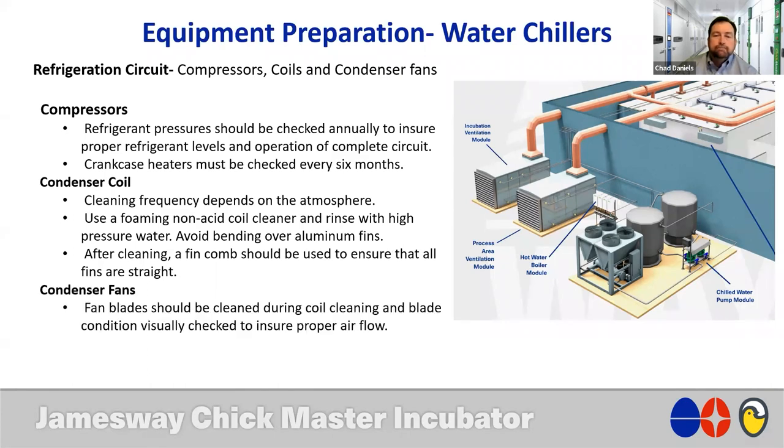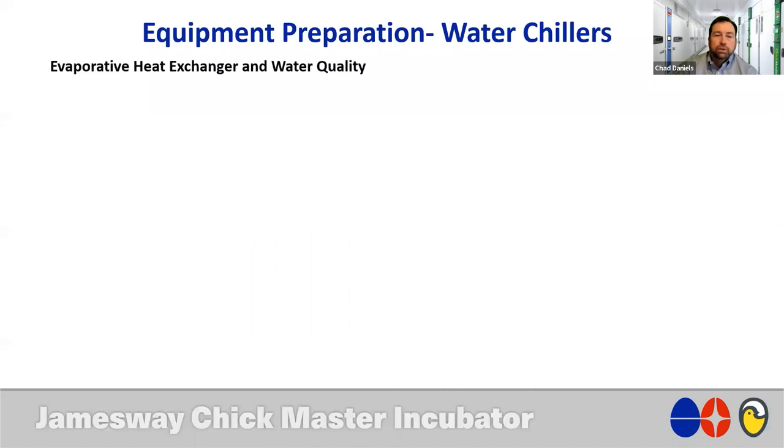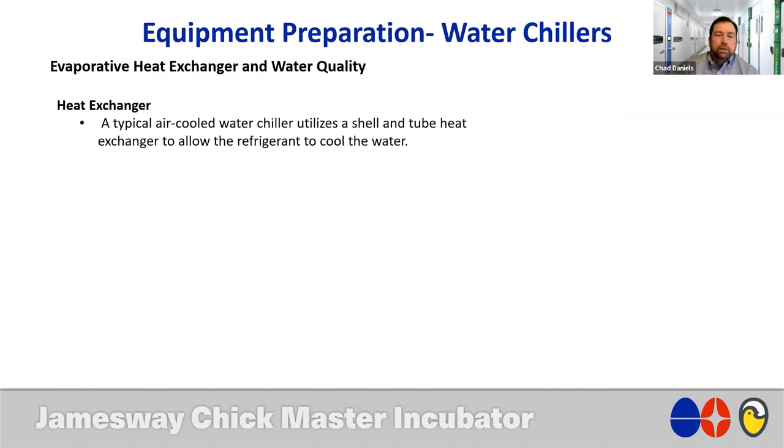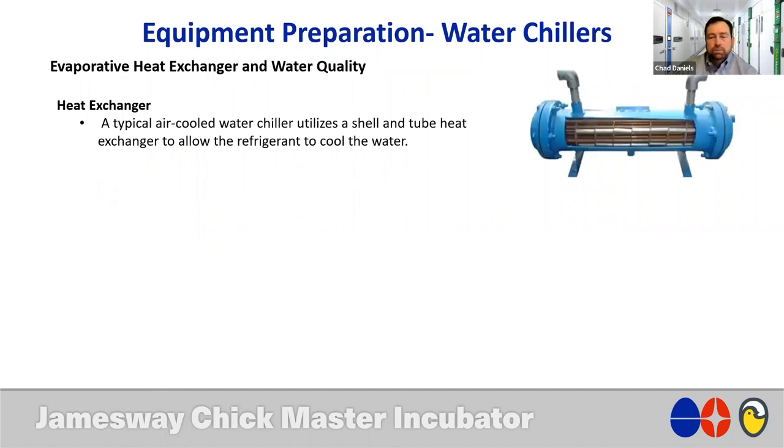And then when we move forward, the chiller works with a heat exchanger. And the way this is, a typical air-cooled water chiller utilizes generally a shell and tube heat exchanger to allow the refrigerant to cool the water. This is just a picture of a typical, what's referred to as a shell and tube heat exchanger. You'll see the tubes inside of this, and then this is the outer shell. So that's why it's referred to as shell and tube. The water flows through the small tubes inside, and the refrigerant is exposed to the tubing on the outside.